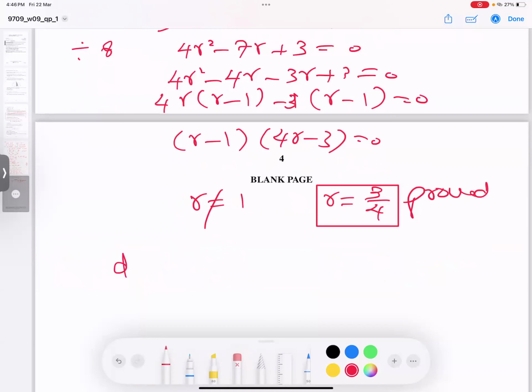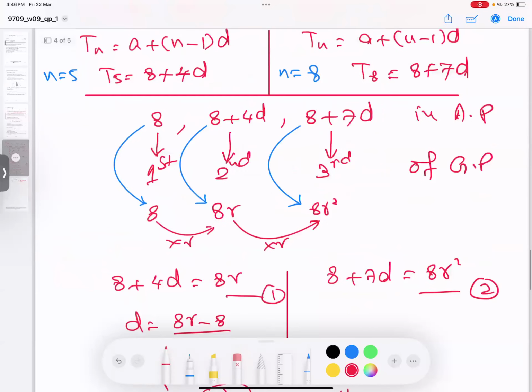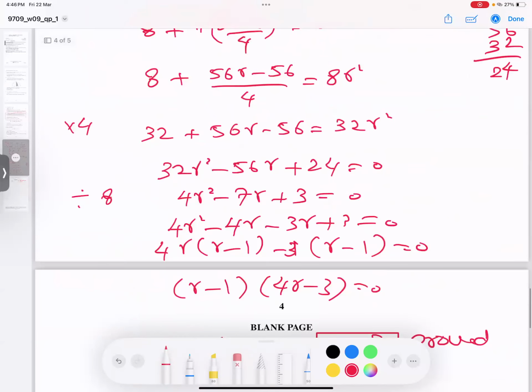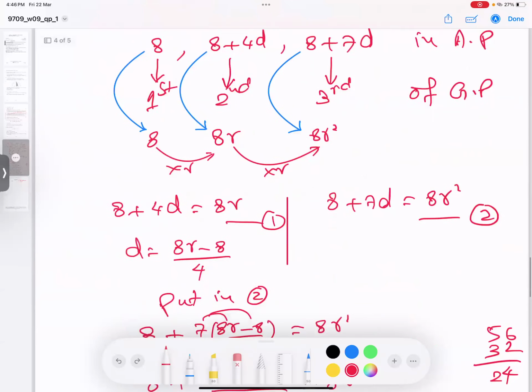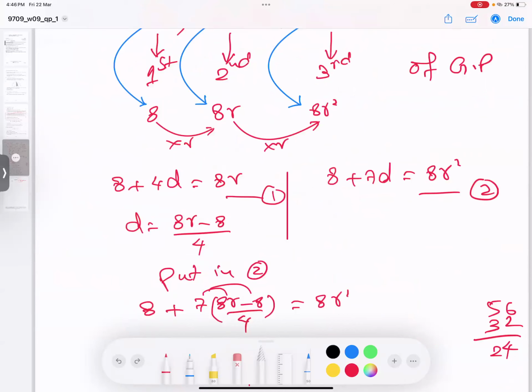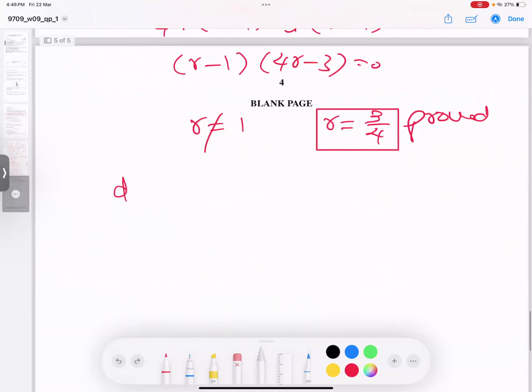Anyway, now the common difference. How to get the common difference, students? You know it very well. I can plug in this r value, which is 3 by 4, in any one equation. I think I can plug in this equation. So let me copy paste this equation. When I copy it here, you can see, students. So when I replace this value here, 3 by 4, so 4 is already available.